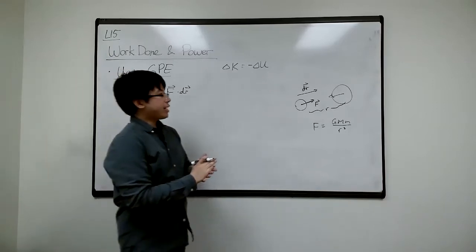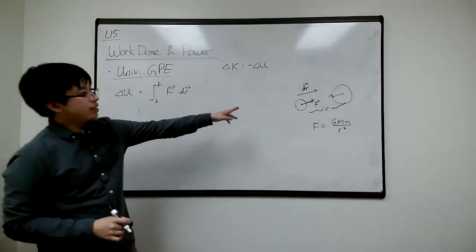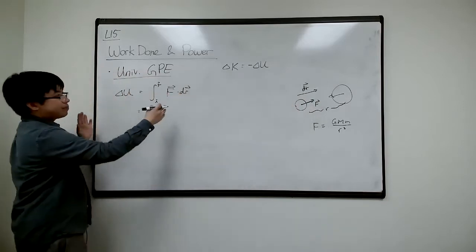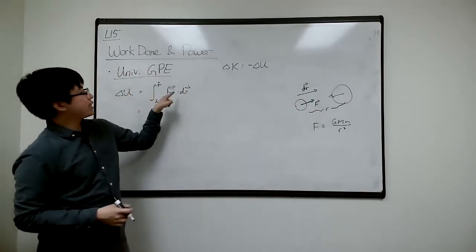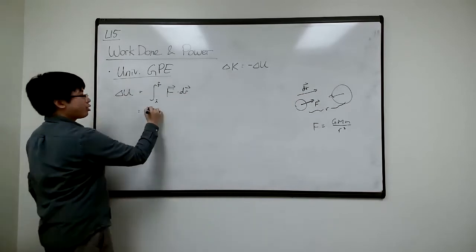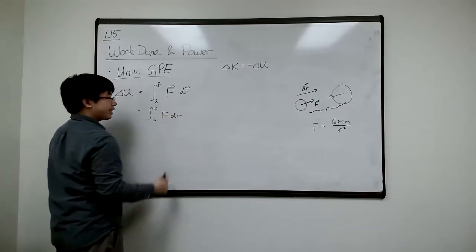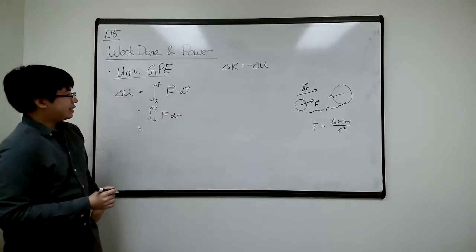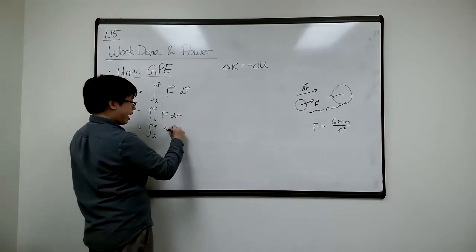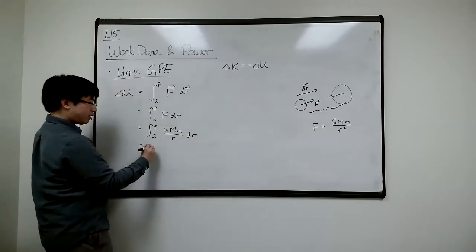So you can see, first of all, they are parallel. They're moving in this way, so the gravitational force is in the same direction as the displacement they're moving. So we can easily take the dot product and just change it into this. And we will use the gravitational force this time. So that's GMm over r squared dr. And these are constants, so we can pull them out.